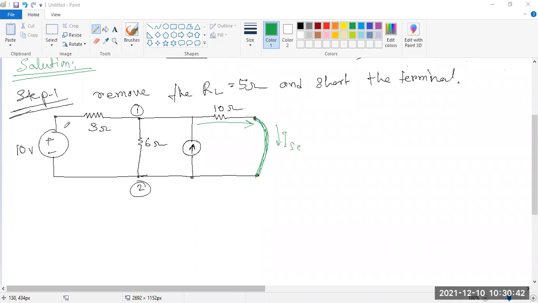Okay. So you can see we can apply mesh analysis or the KCL analysis over there. But here KCL analysis is preferable, because KCL deals with the current, and I need the current. So here we can apply the KCL.